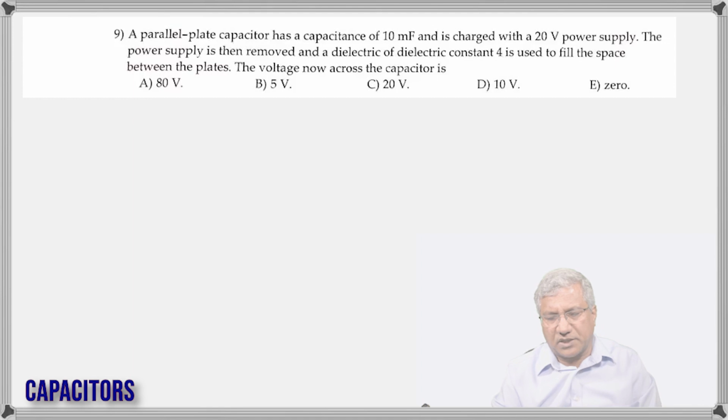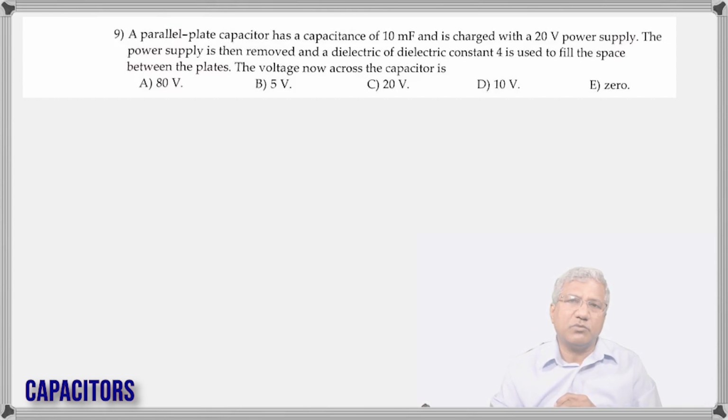A parallel plate capacitor has a capacitance of 10, what is that? Millifarad, and is charged with 20 volt power supply. Okay. So the capacitance is given and it's charged with a 20 volt power supply, which means the capacitor gets charged to a voltage of 20 volt. The power supply is then removed and a dielectric of dielectric constant 4 is used to fill the space between the plates. The voltage now across the capacitor is, wow, we've got to be careful here.